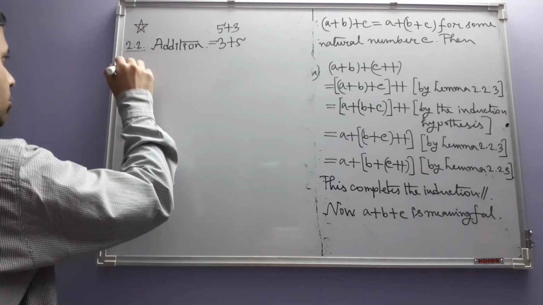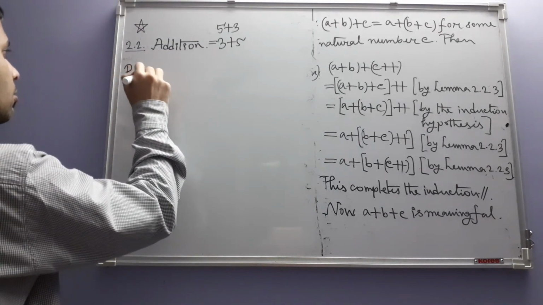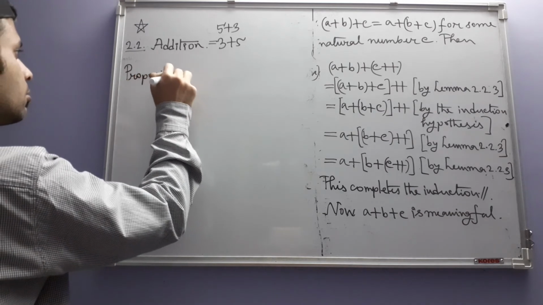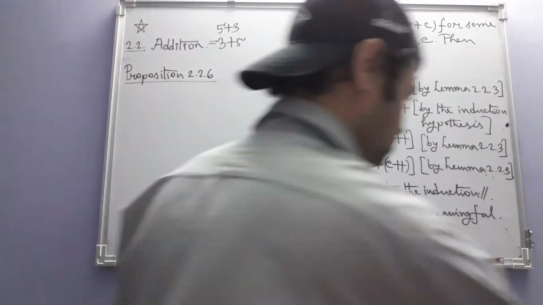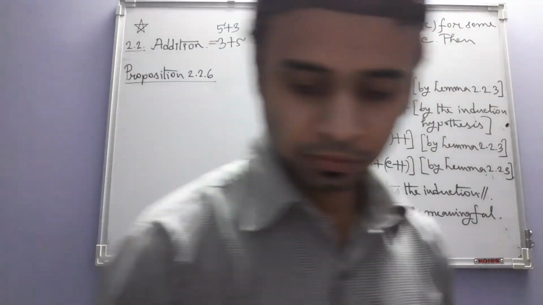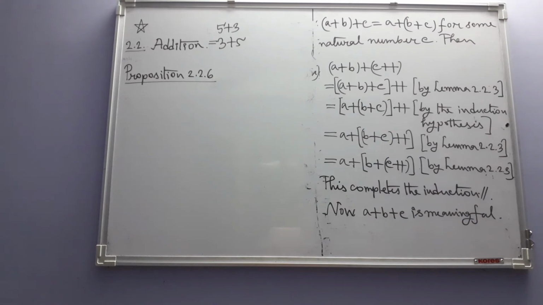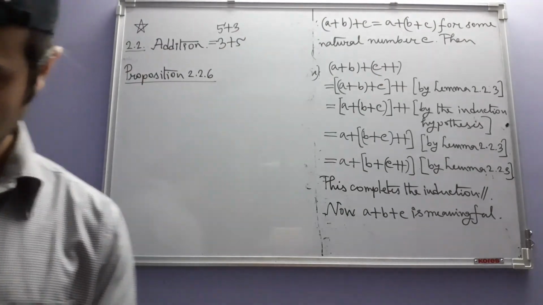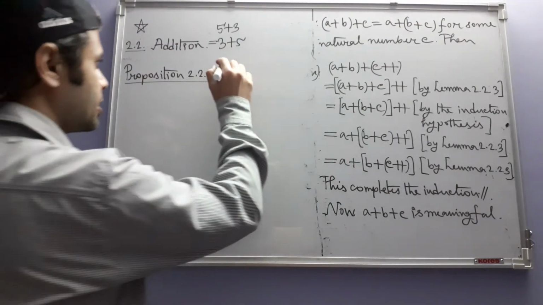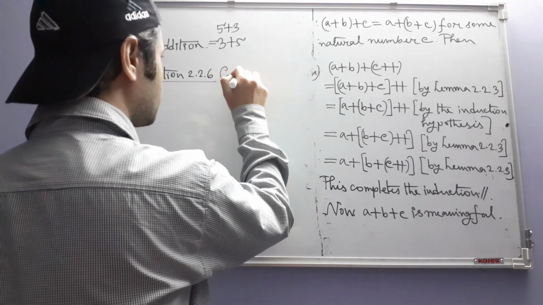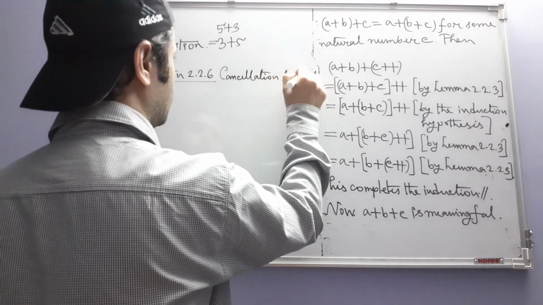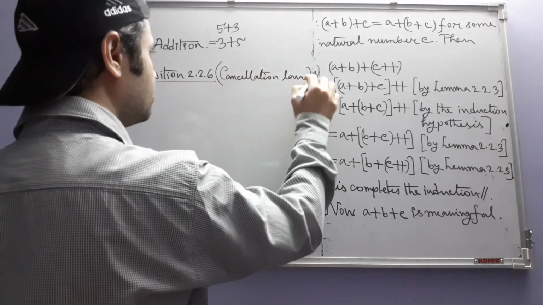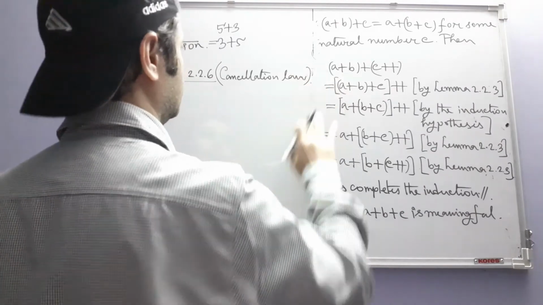Next comes proposition 2.6. Okay. Now what does proposition 2.6 say? Its name is cancellation law. It's something we keep using.